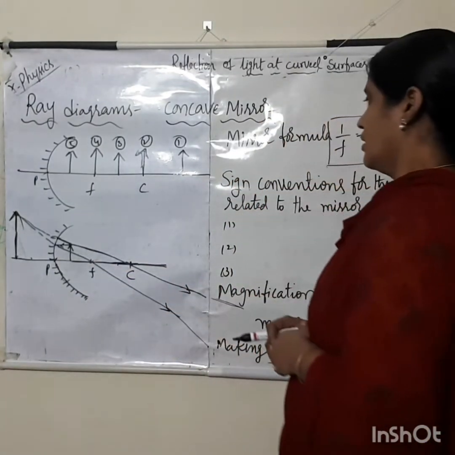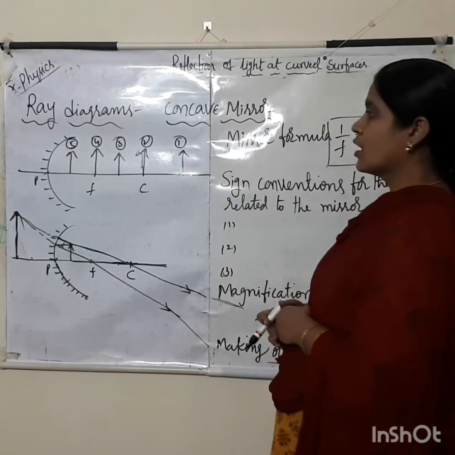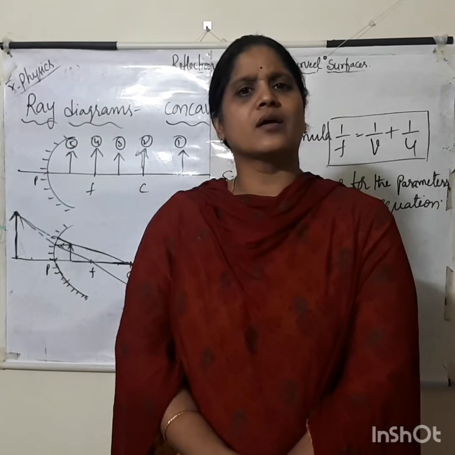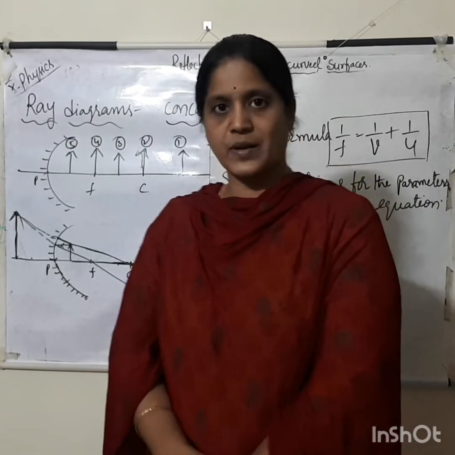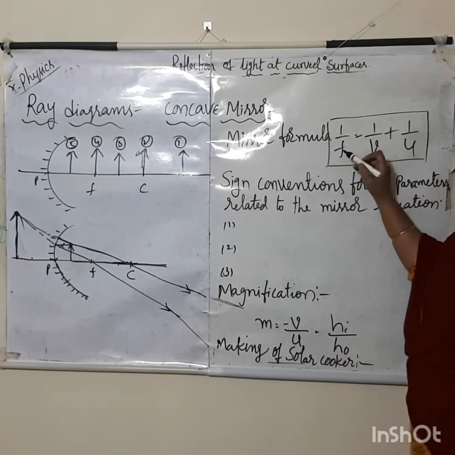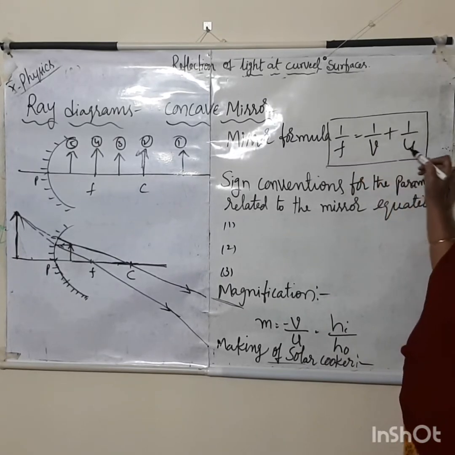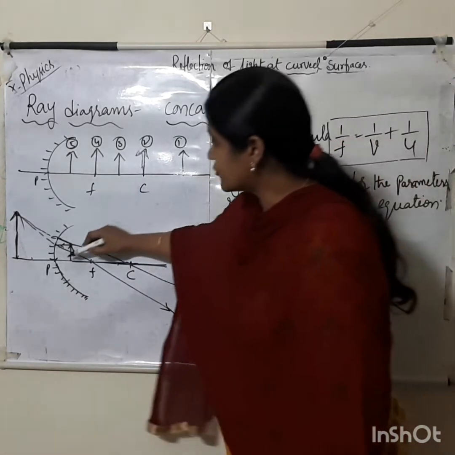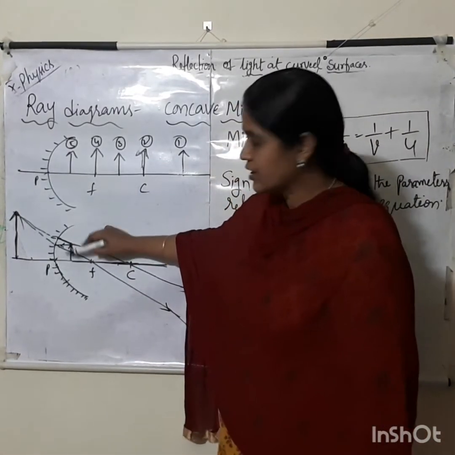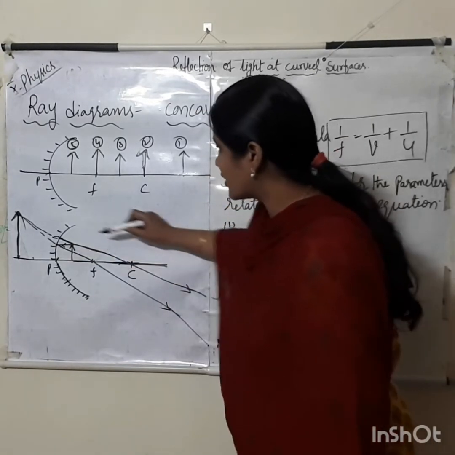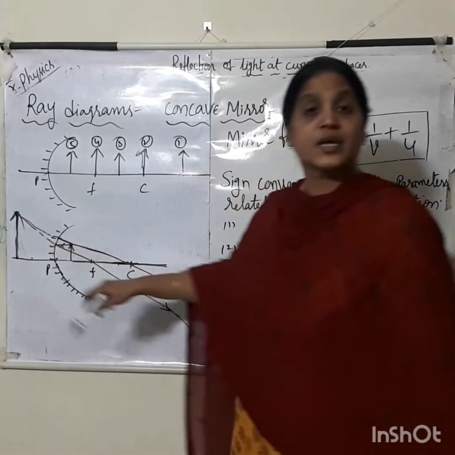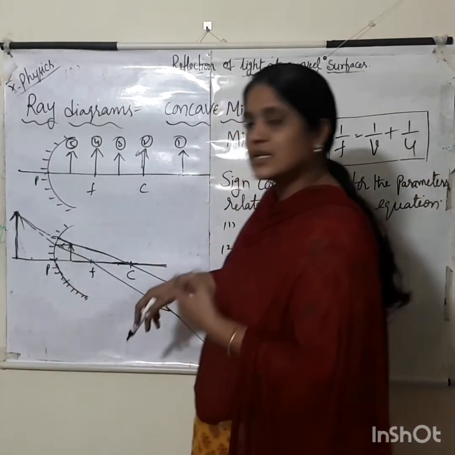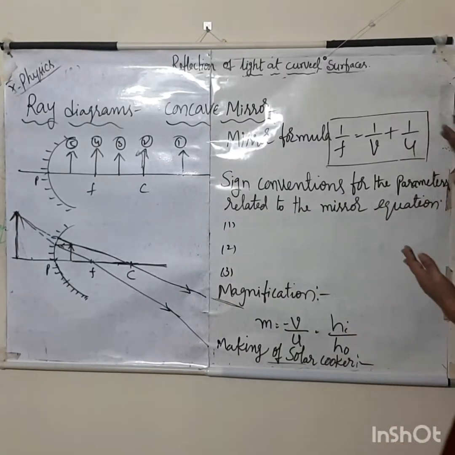Next, coming to the derivation for the mirror formula. So what is the mirror formula? 1 by f is equal to 1 by v plus 1 by u. Here f is the focal length, v is the image distance, u is the object distance. From the pole to the object is the object distance, and from the pole to where you get the image is the image distance. The distance from the pole to the point where the rays focus is the focal length. Like this you can find.